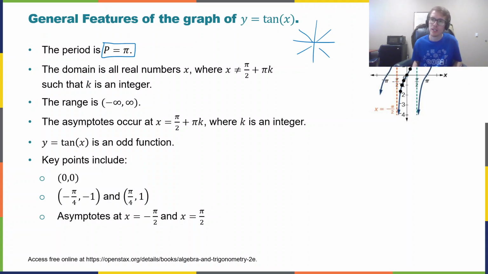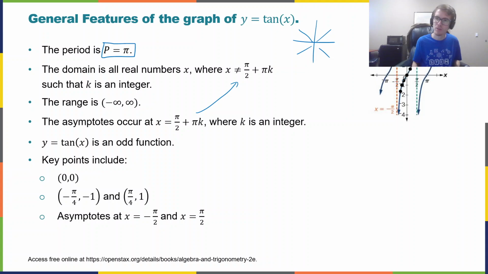Now the range, as you can tell, it is asymptotic. It approaches positive and negative infinity at different ends. So it has a range of minus infinity to infinity, and those asymptotes are at the places where the function is not defined. And then because of all this, it is an odd function.